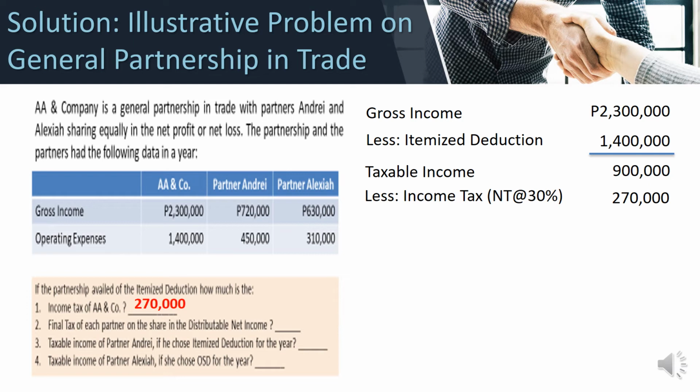Now, in order to get the distributable net income, kung magkano yung i-distribute sa mga partners, we will deduct the income tax from the taxable income to get distributable net income. So, in this case, 900,000 minus 270,000 na tax na babayaran, ang available lang for distribution to partners will be 630,000.